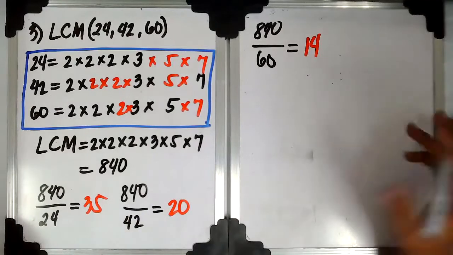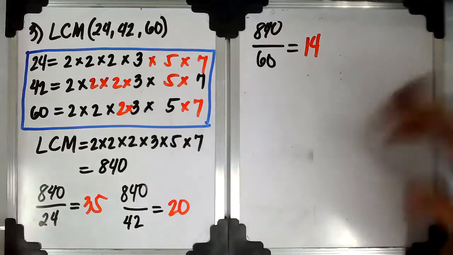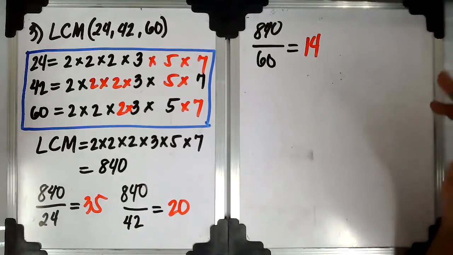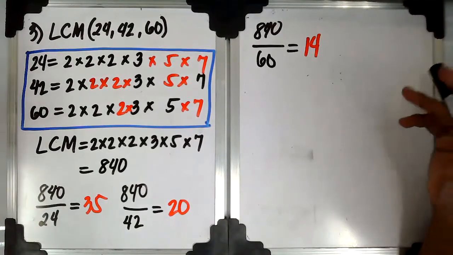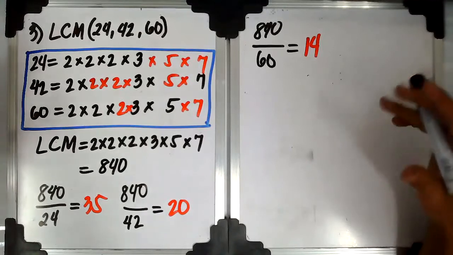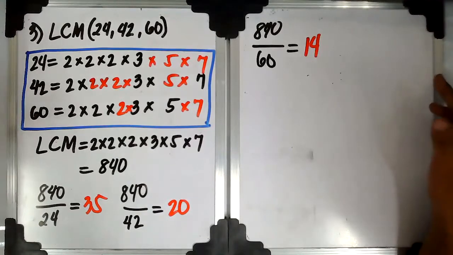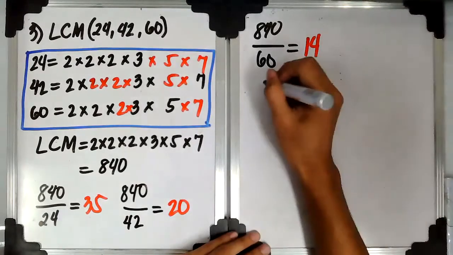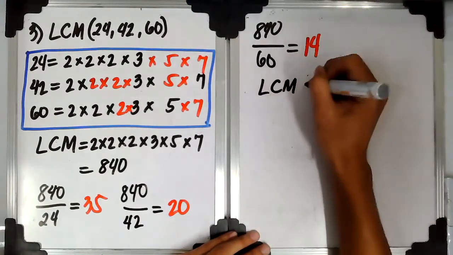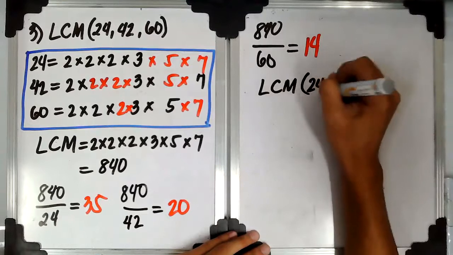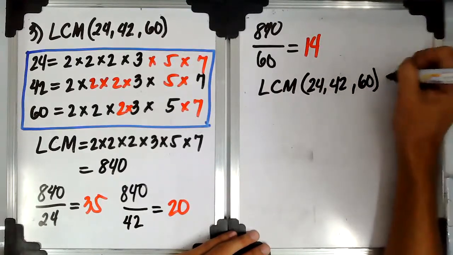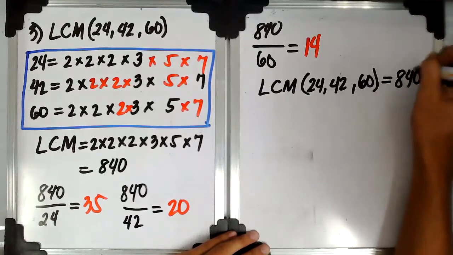All right. So without using the calculator, I know the quotients of the LCM and the given numbers by just looking at the factors that we filled in to complete the table. These quotients 14, 20, and 35 are all relatively prime. Hence, the LCM of 24, 42, and 60 is 840.